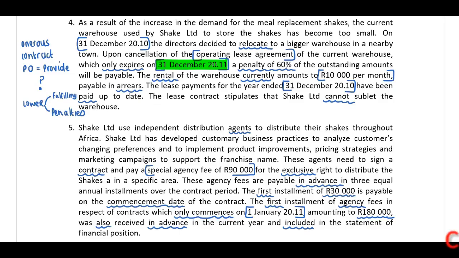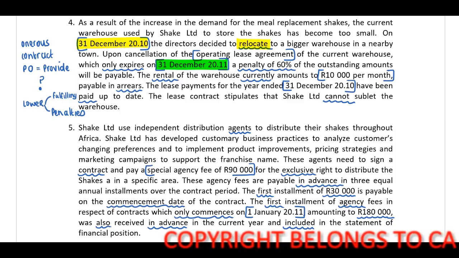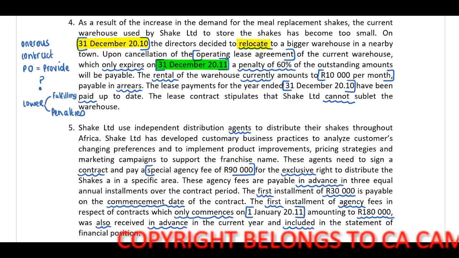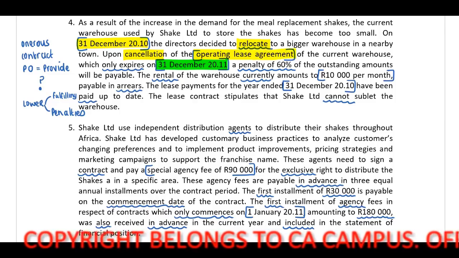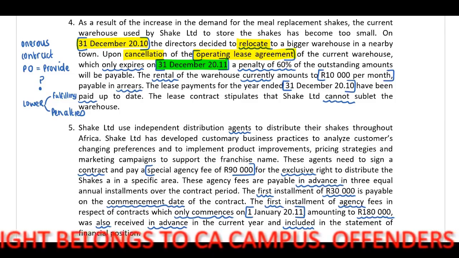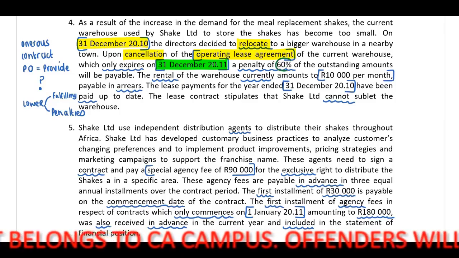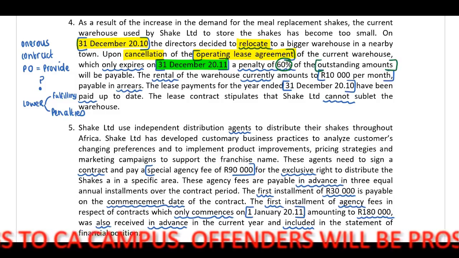Number 4, as a result of the increase in the demand for meal replacement shakes, the current warehouse used by Shake Limited to store the shakes has become too small. On 31 December 2010, the directors decided to relocate to a bigger warehouse in a nearby town. Upon cancellation of the operating lease agreement of the current warehouse, which only expires on 31 December 2011, a penalty of 60% of the outstanding amounts will be payable.